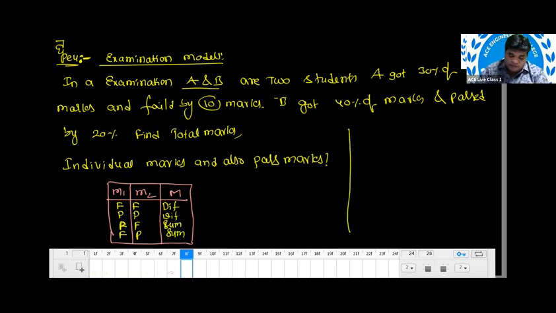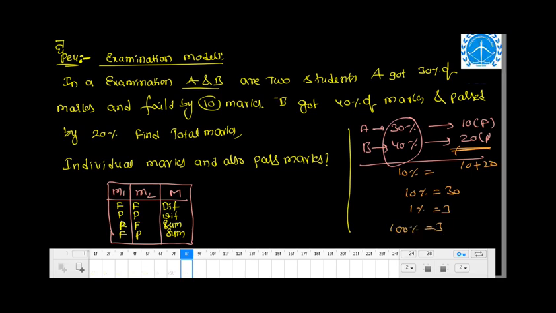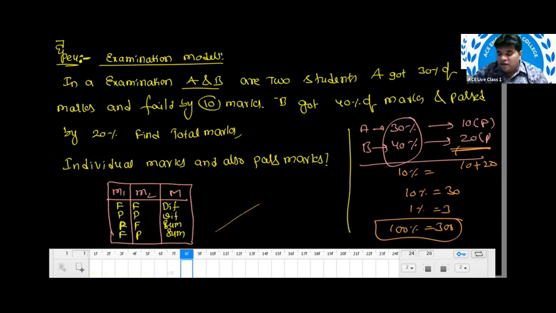Look at this: A got 30% and failed by 10. B got 40% and passed by 20. Their gap is equal to 10%. What is the marks gap? Fail and pass means 10 plus 20, so 10% is equal to 30. Next, 1% is equal to 3, and 100% means 300. The calculation is the same, but instead of the diagram I'm using this table value. Are you getting it now?